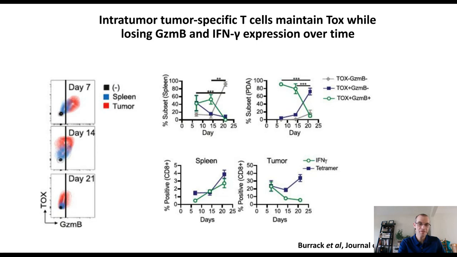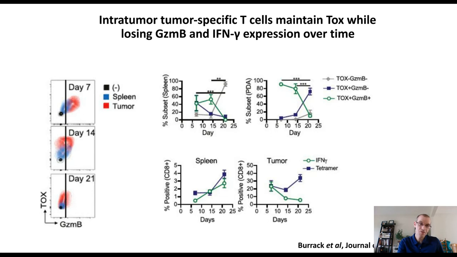And we're looking at TOX expression, which signifies antigen experience or perhaps ongoing antigen experience, and granzyme B, which is one of your key contact-mediated factors that T cells express that cause target cell death. So at day 7, we have a lot of both of these in the tumor. At day 14, we've maintained TOX but are losing granzyme B, and at day 21, we have maintained TOX but we have lost granzyme B. So that's essentially the story.